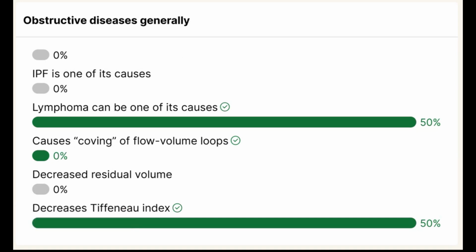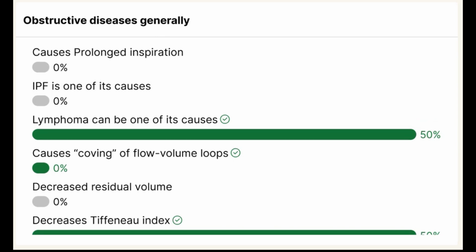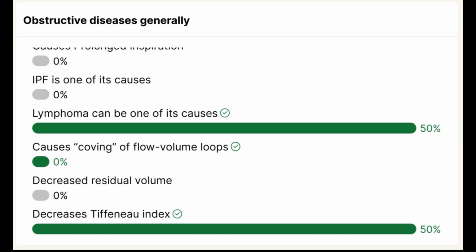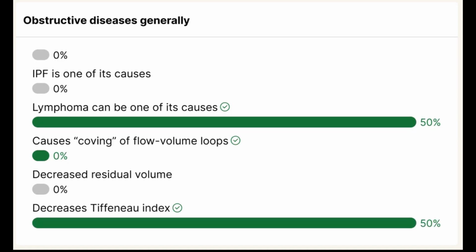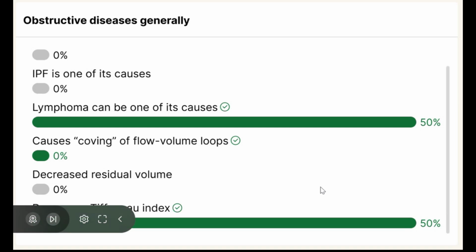So this is about obstructive diseases. It causes prolonged expiration, not inspiration. Idiopathic pulmonary fibrosis is not one of its causes because that causes rather a restrictive disease of the lung.